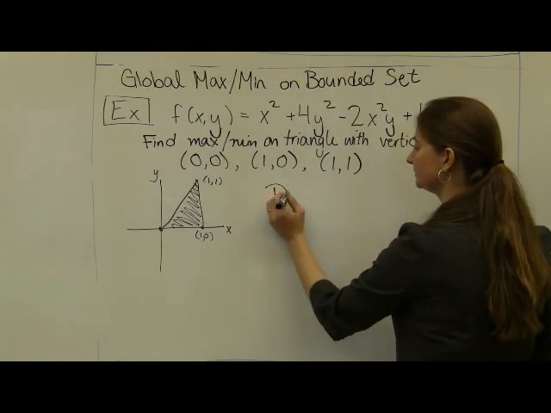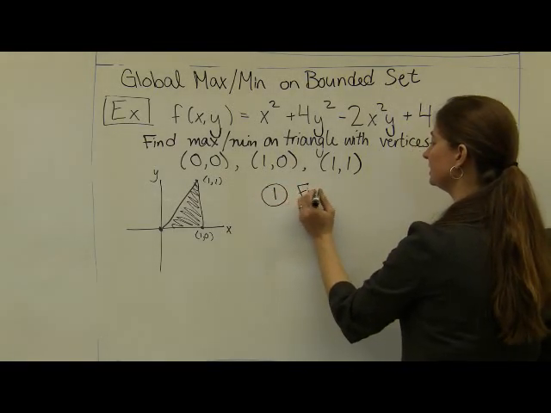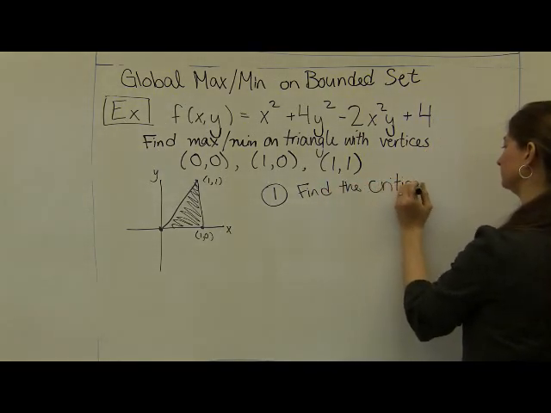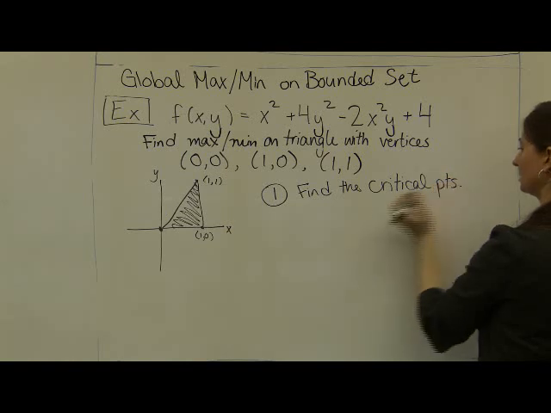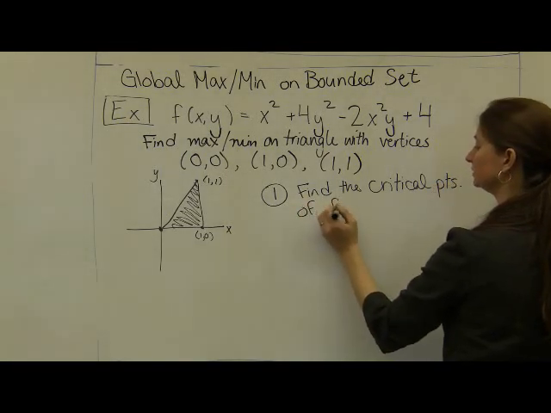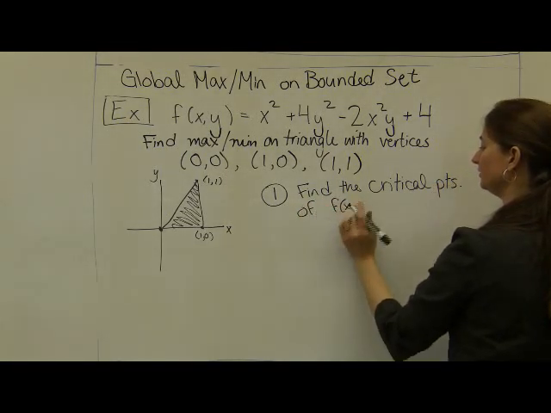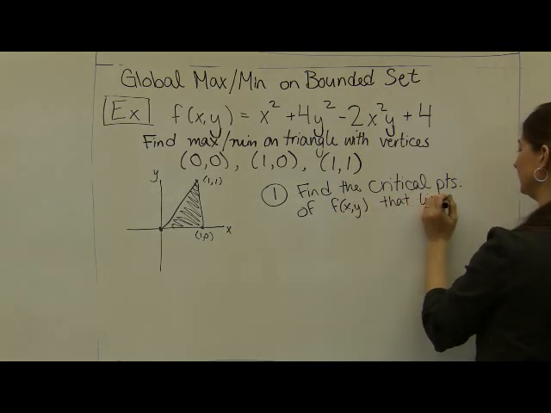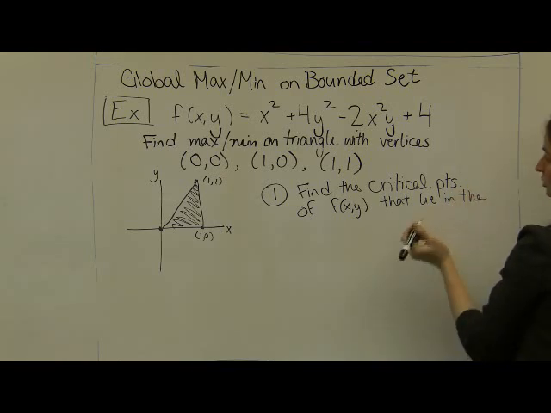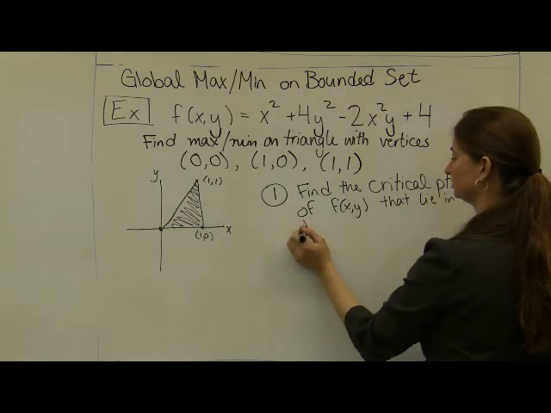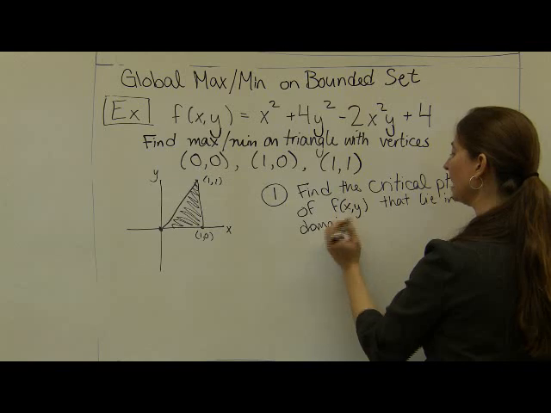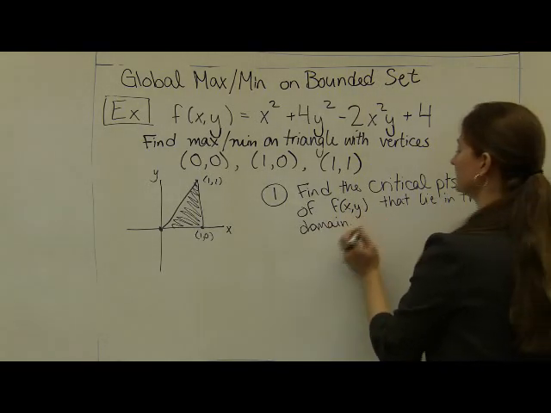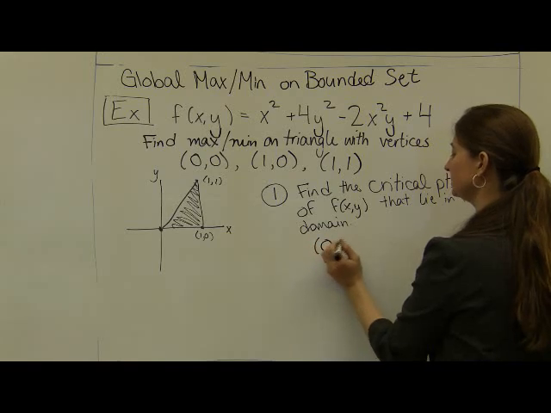The first step is to find the critical points of our function f of x, y that lie in the triangular domain. And we already did this step, so this is nice. Some of our work is saved for us. So last time we found that we had 3 critical points.